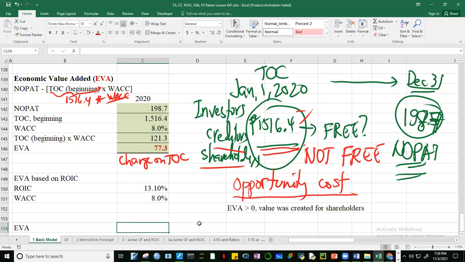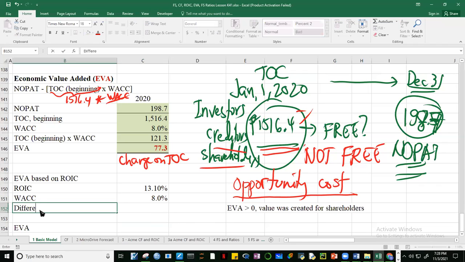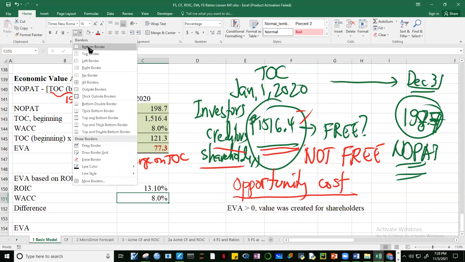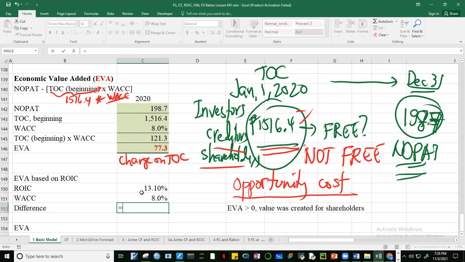Okay, one last minute, guys. A clue. Kunin natin yung difference nito. So the difference here is we just subtract, no? So that's 5.1%. Kaya natin na 1 decimal place para consistent tayo. Okay, so how do we arrive at the EVA, guys?